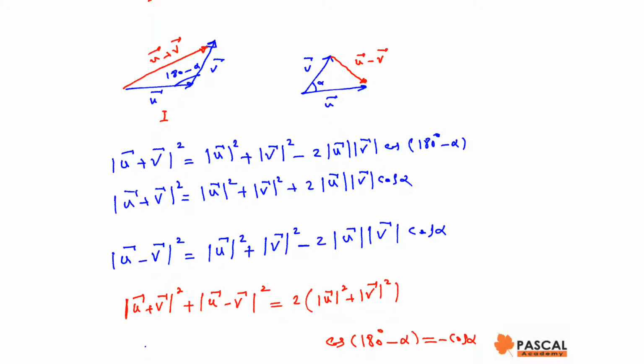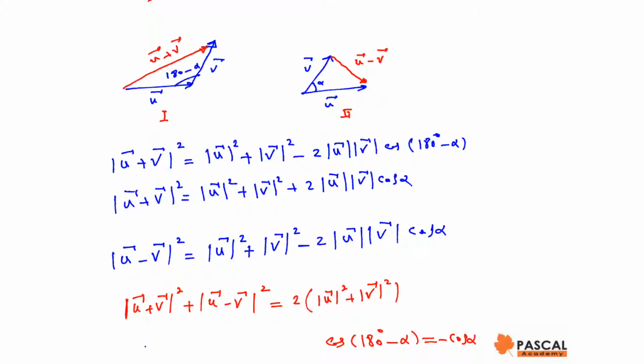Similarly, in triangle 2, magnitude of U minus V to the power of 2 is magnitude of U to the power of 2 plus magnitude of V to the power of 2 minus 2 magnitude of U magnitude of V cosine of alpha. I emphasize the point that the angle between two vectors can be found when they are tail to tail.